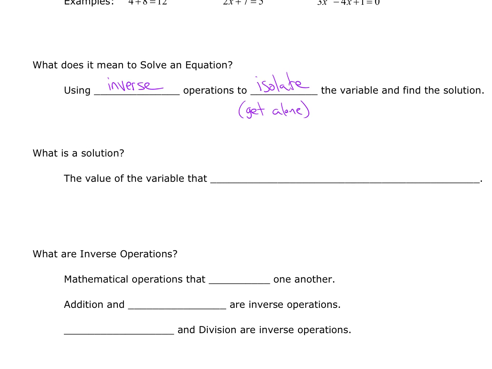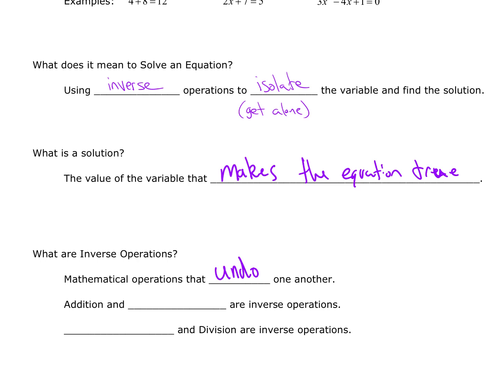Well, in an equation, the solution is the variable, or the value of the variable that makes the equation true. Makes the equation true. And so when I say we're going to use inverse operations, what does that mean? Well, inverse operations are mathematical operations that undo one another.